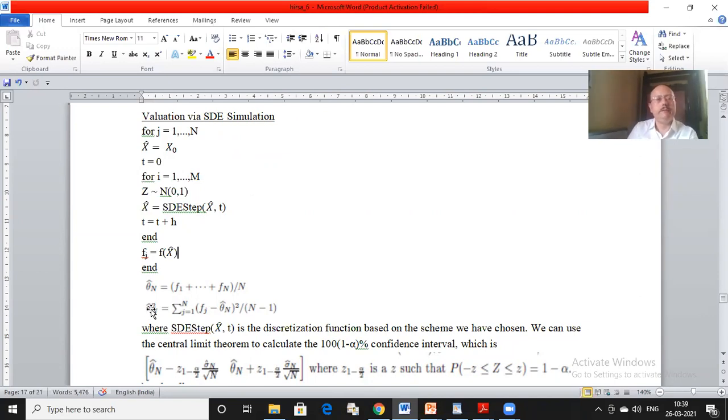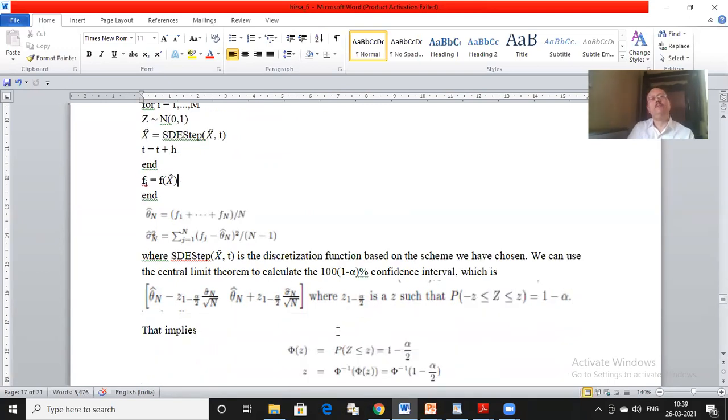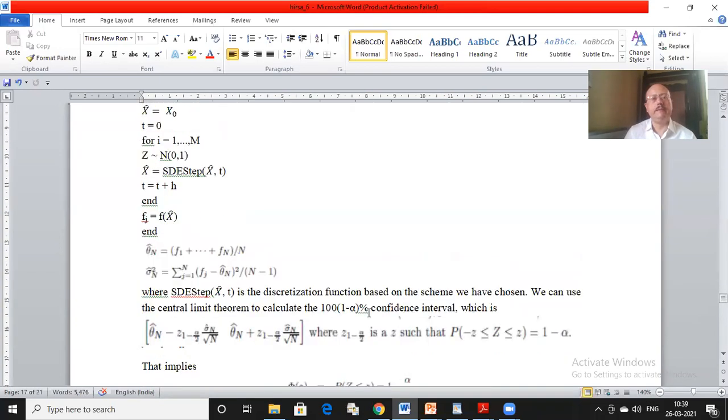Once I have this estimate for the standard error or the sampling variance, I can also use the usual CLT to get a confidence interval. If I want an alpha percent confidence interval, I can use the standard normal distribution bounds to create a confidence interval for my theta. That is the standard thing, and this is absolutely simple.